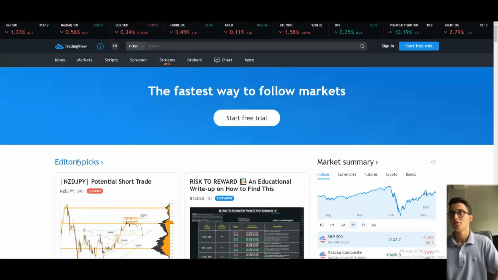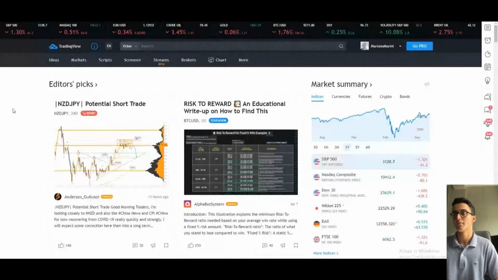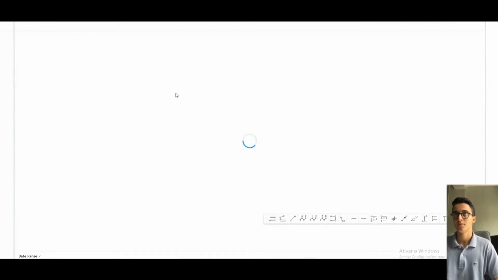Here I'm on TradingView.com. Here's the main hub of the platform. At the top right, you can see sign in and start free trial. I'm going to go to sign in. If you don't have an account, here's where you sign up. Using one of these, I'm going to log in with Facebook. Now that I'm logged in, I can go straight to the charts. That's the main focus of this video.